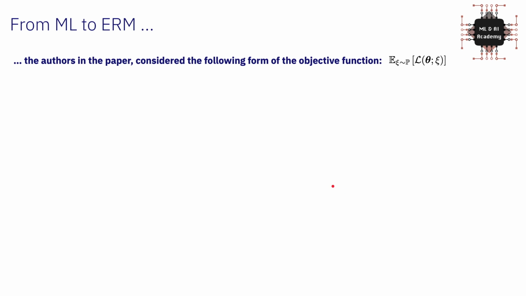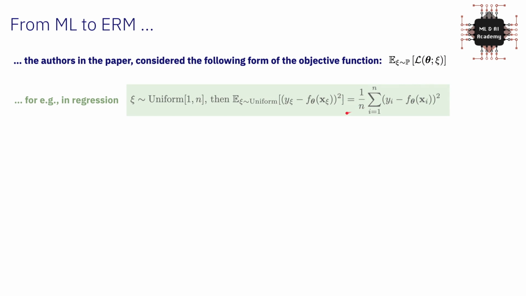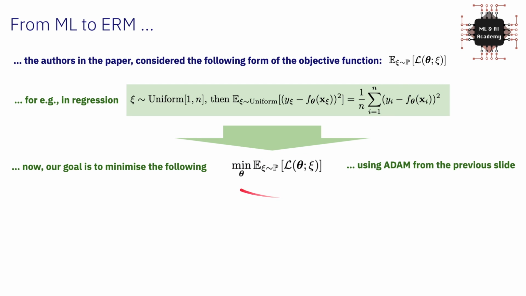With that, we also said that the authors considered a more generic objective function of the form E of zeta sampled from pi of some loss_theta of xi. And the idea is that this is just a way where you can rewrite most machine learning algorithms or problems in this equation by defining zeta to be a random variable, and then we can map regression, for instance, to this objective. And therefore, now we can focus on trying to minimize with respect to theta this objective rather than the specific machine learning objective. And we're going to use Adam to do that.